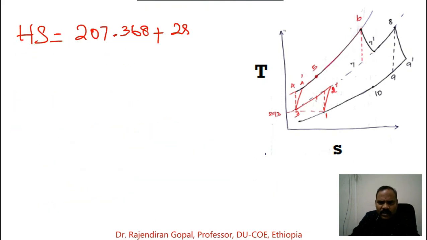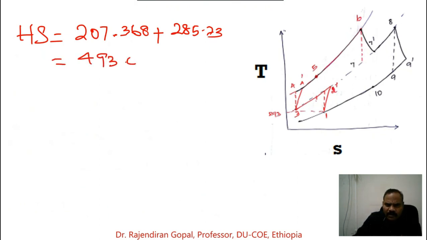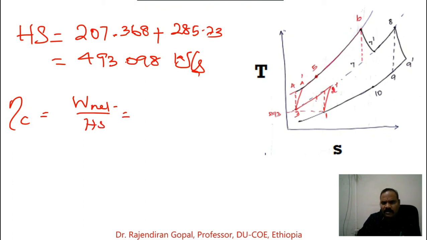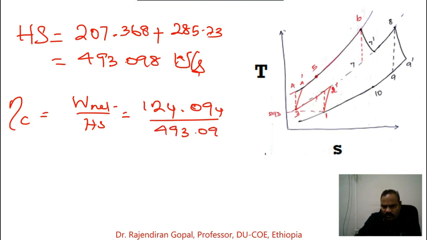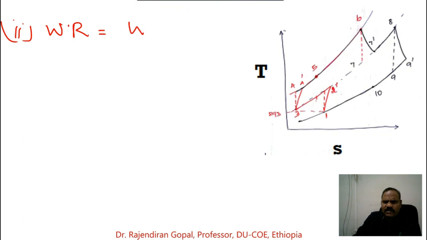Then total heat supplied is equal to 207.368 plus 285.73, that is equal to 493.098 kilojoule per second. Then efficiency of the cycle is equal to W net over heat supplied, that is equal to 124.094 over 493.098, that is equal to 25.166 percentage. Answer 1.